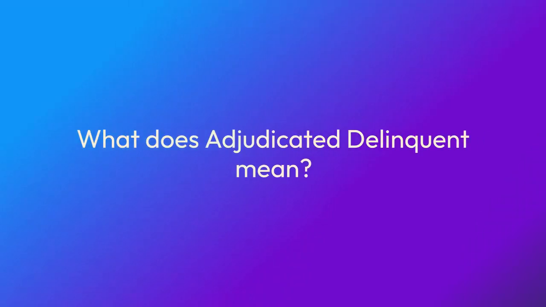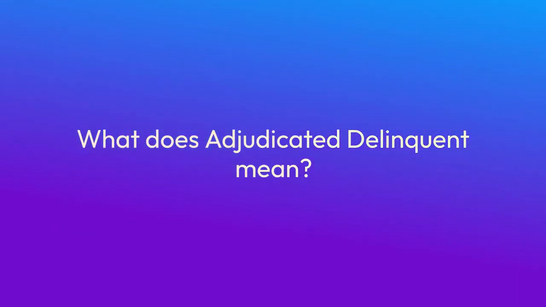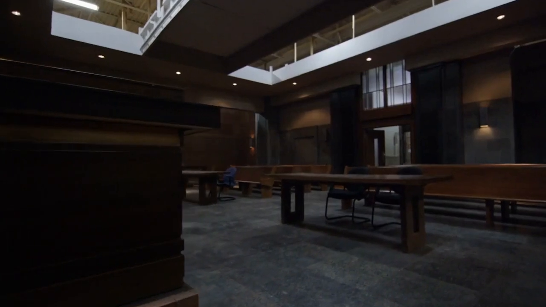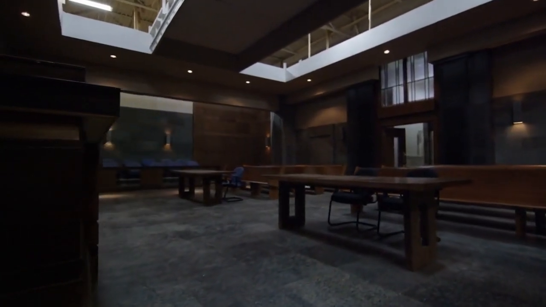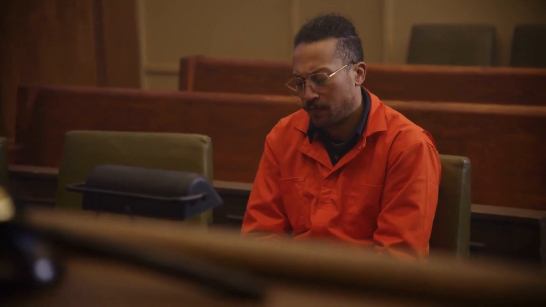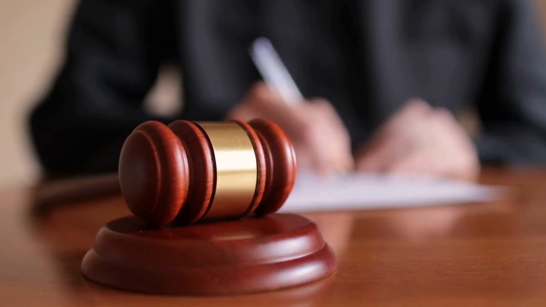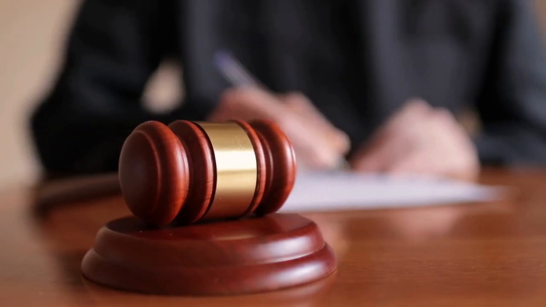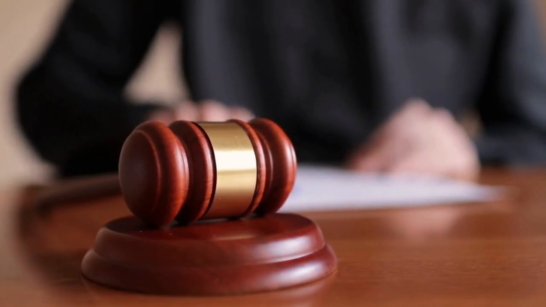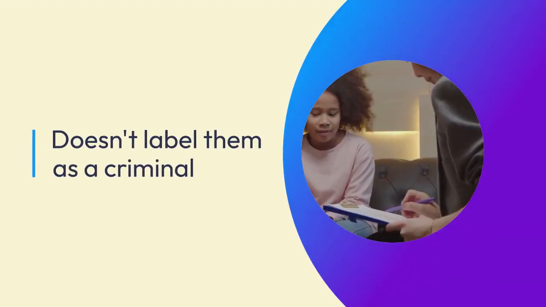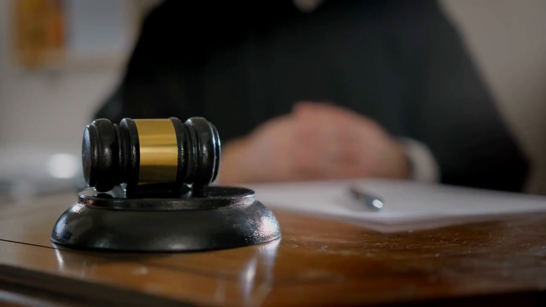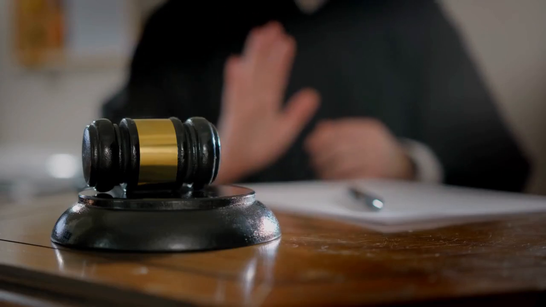So, what exactly does adjudicated delinquent mean? Simply put, it means a judge in a juvenile court has formally found a young person responsible for committing an act that would be considered a crime if an adult did it. It's the juvenile justice system's version of being found guilty in adult court. This finding doesn't label them as a criminal in the same way an adult would be, but it does mean the court believes they committed the offense.